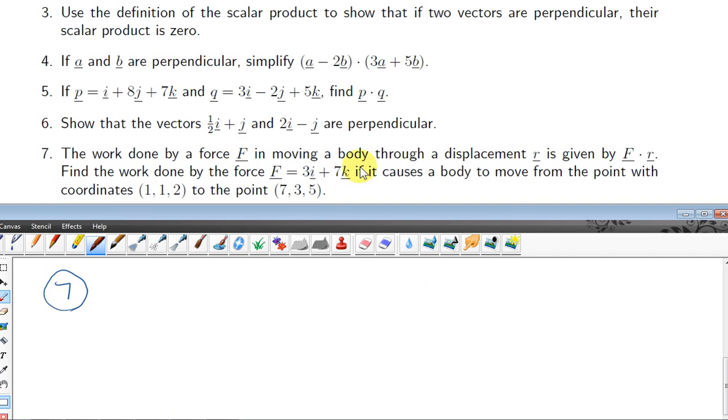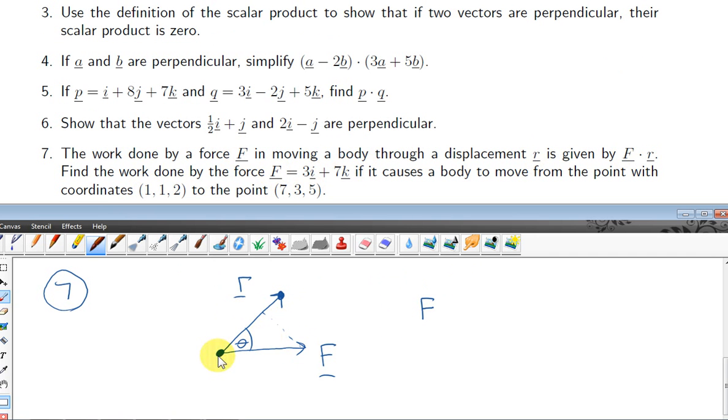The work done by a force F in moving a body through a displacement r is given by F dot r. So we want to find the work done by this force F if it causes a body to move from the point (1, 1, 2) to the point (7, 3, 5). The work done by the force F on, say, this particle here, as the particle moves from here to here, is the component of the force F in the direction of motion of the particle.